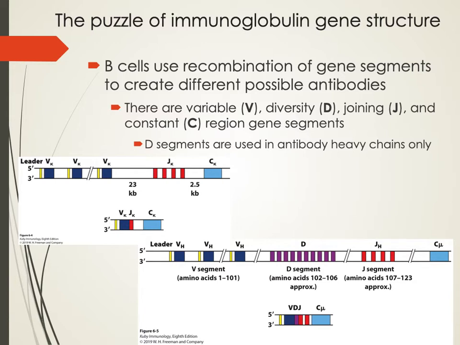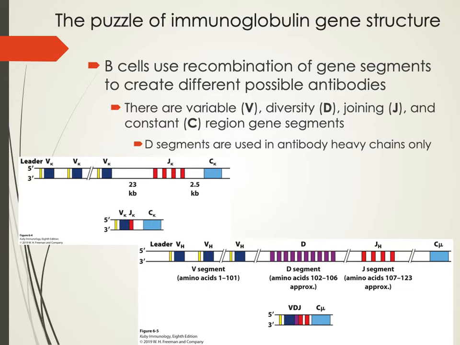So there are different gene segment regions. So we have the variable, which is abbreviated V, diversity, which is abbreviated D, joining, which is abbreviated J, and then constant, which is abbreviated C. Okay. The D, the diversity region, is only found in the heavy chain. So we have genes that are for the light chain, and we have genes that are for the heavy chain.